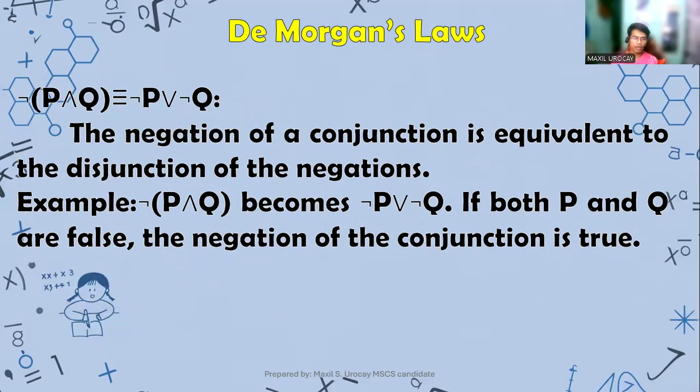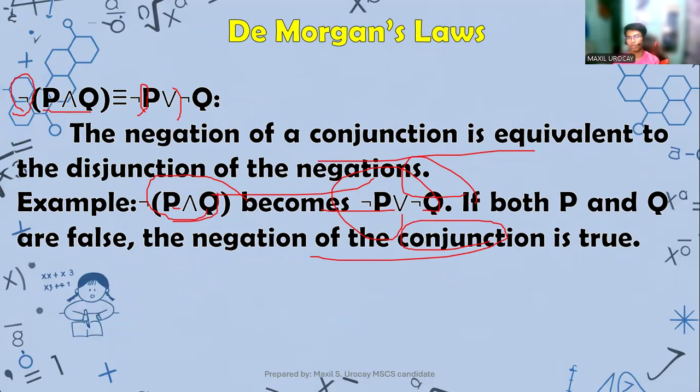So what is going to happen here is, if P and Q is negated, then it must equal not P or not Q. So the negation of a conjunction is equivalent to the disjunction of the negations. Let's try to prove that the negation of P and Q becomes not P or not Q. If both P and Q are false, the negation of the conjunction is true. Let's try to work on that.